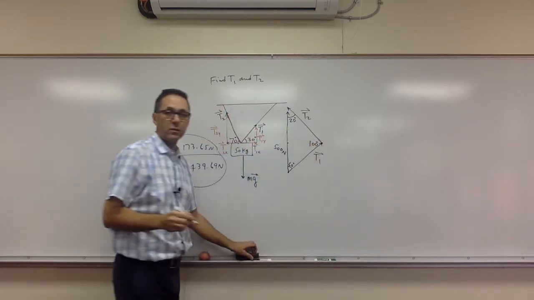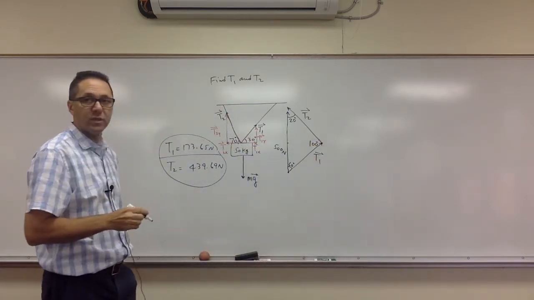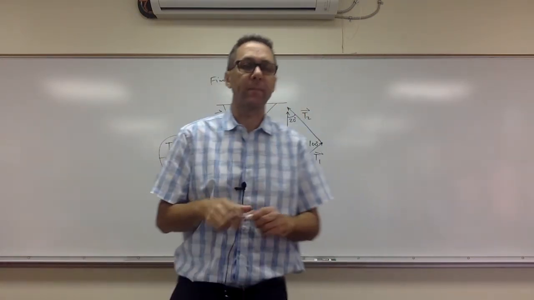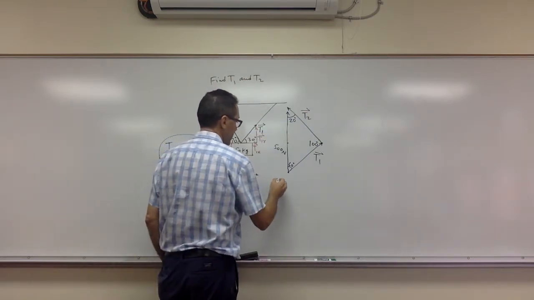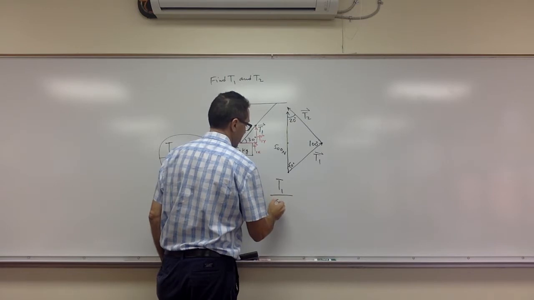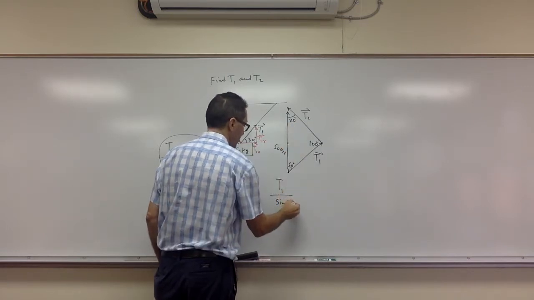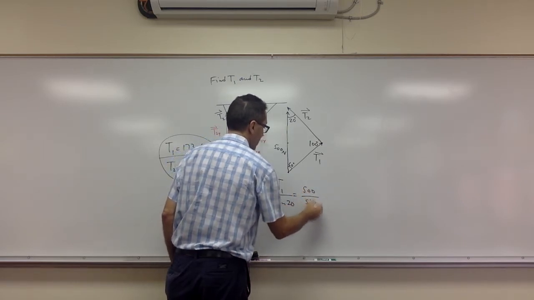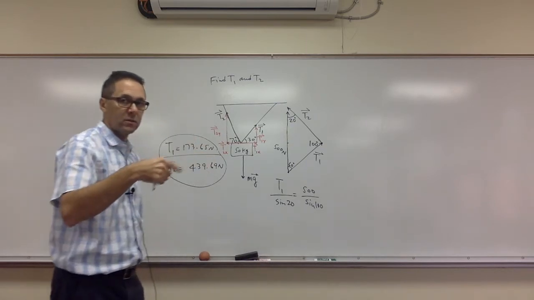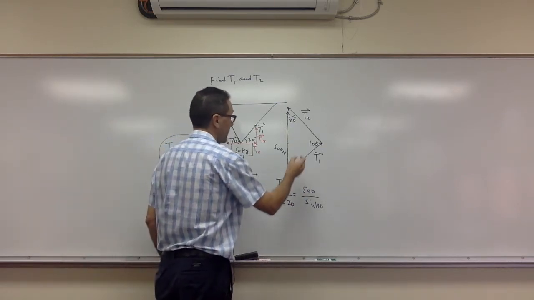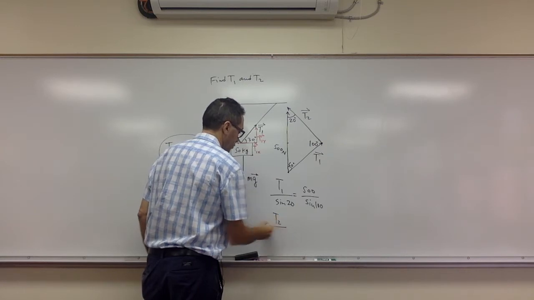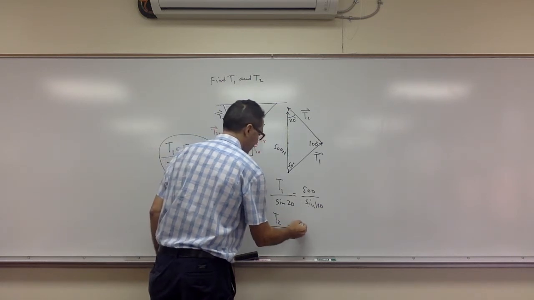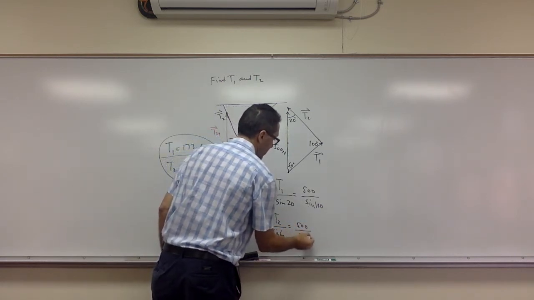And this is the magic of the law of sines, which makes the math pretty simple. Okay. So now I'm going to say T1 over sine of 20 equals 500 over sine of 100. I'm just writing the law of sines backwards, flipped, so I can find T1. And to find T2, I can say T2 over sine of 60 equals 500 over sine of 100.